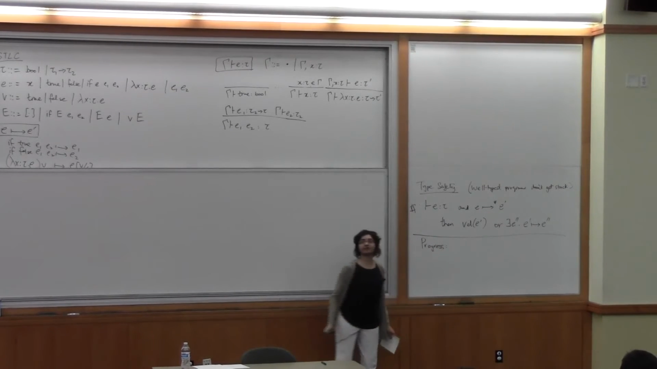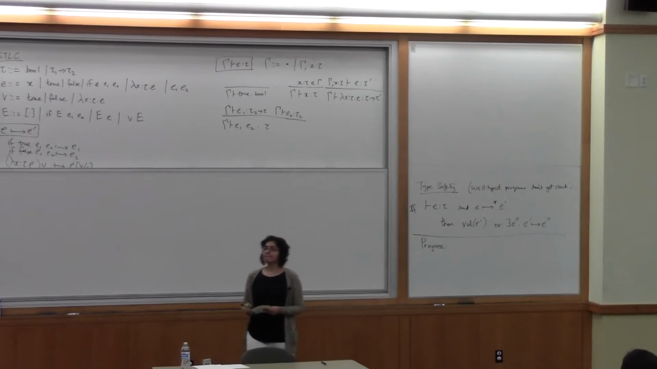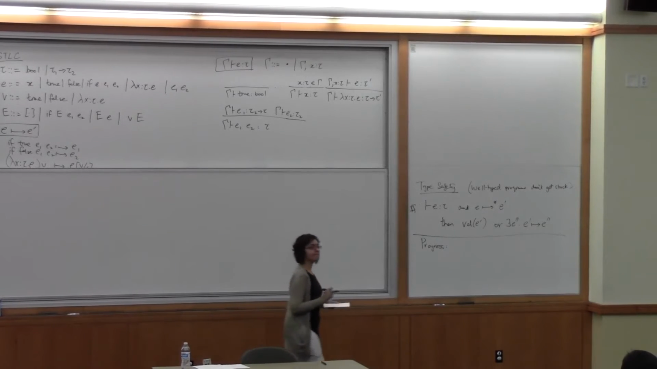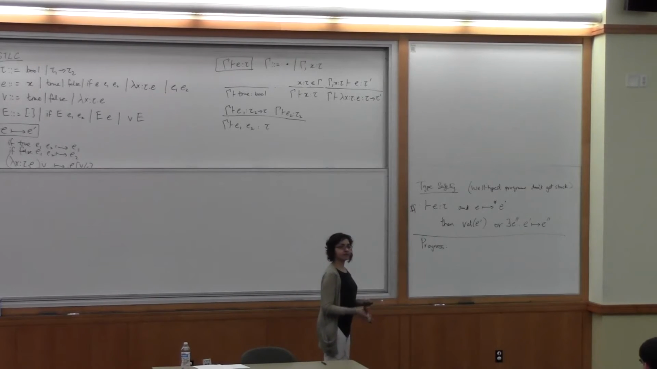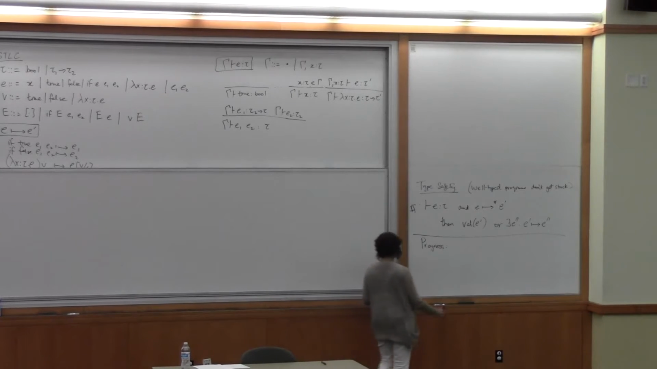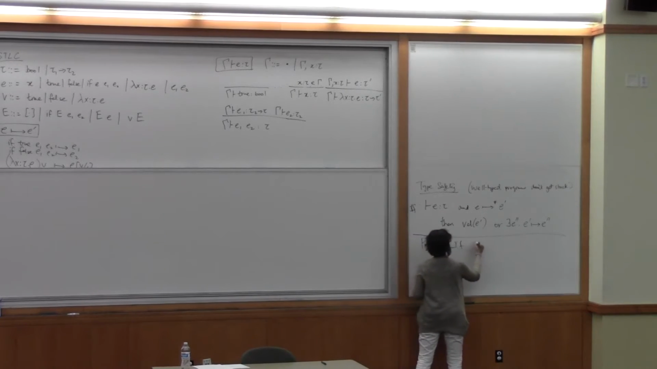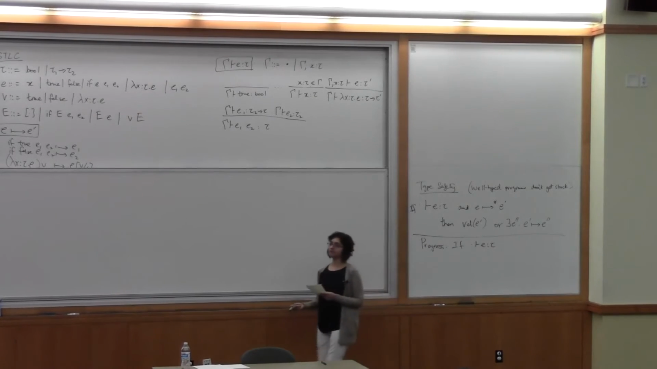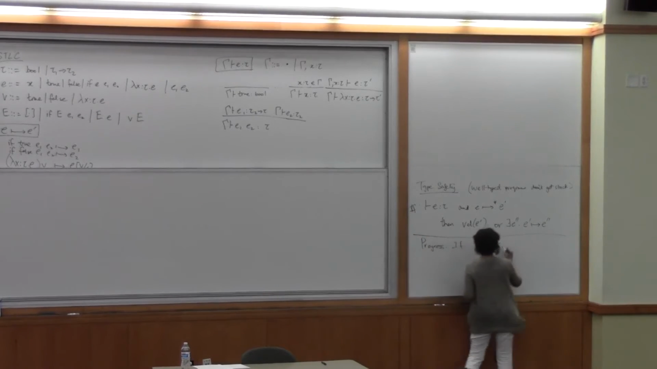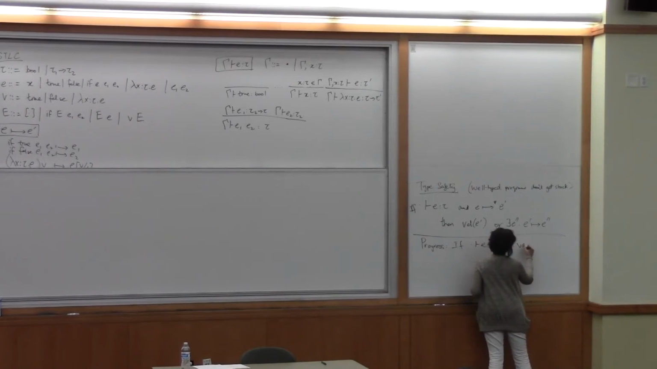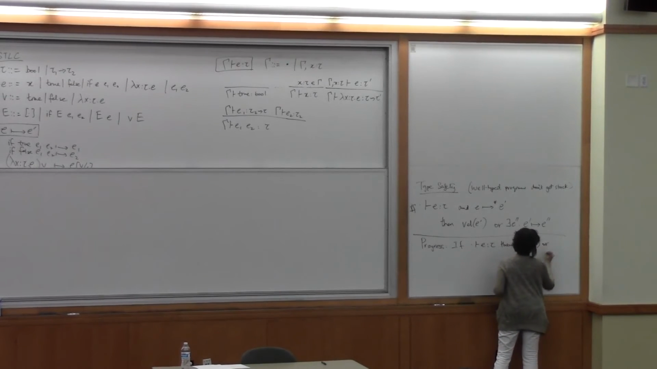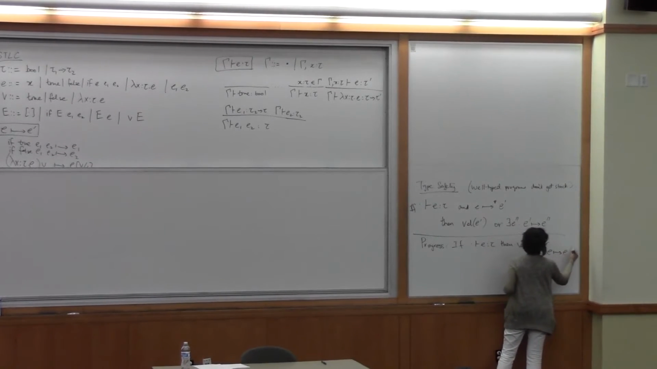Okay, so how do we state progress? What does the progress lemma say? If E is a well-typed program, then we can take another step. E is a closed, well-typed program. Then either E is a value or there exists an E prime such that E can step to E prime.